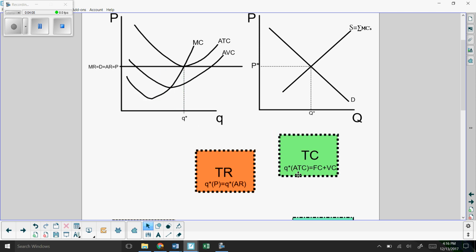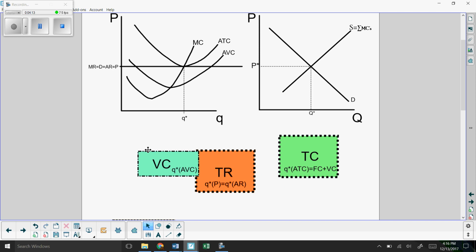And another way to think about total cost, of course, as you can see in that green box, is fixed cost plus variable cost. Well, what's variable cost? It's right there. Let me find AVC of Q star and multiply it by Q star. That should give me that box there.